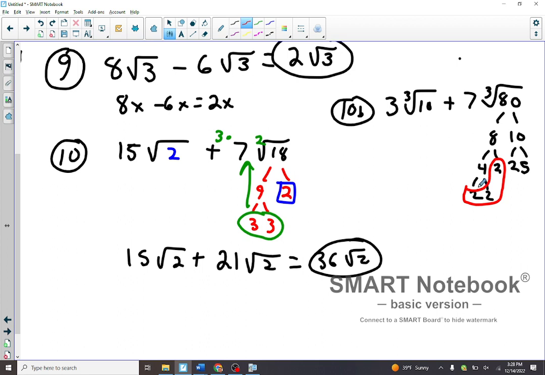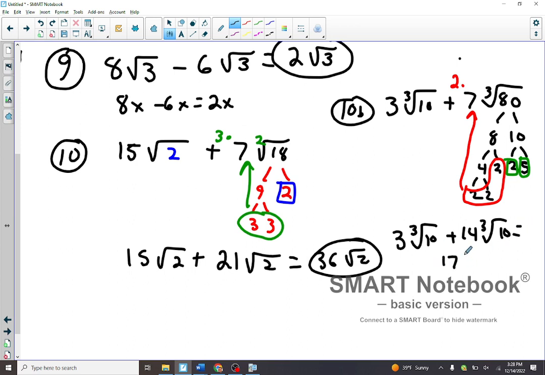Guys, shh. Someone asked me a question on what if it was a cube root. Please pay attention. So if it's a cube root, I need a triple 2 to leave. I need a triple 2 in order to take it to the outside, and 2 times on the outside. What's left over is a 2 and a 5. So the inside will multiply to each other. So 3 cube root of 10 plus 14 cube root of 10, which means the result is 17 cube root of 10.